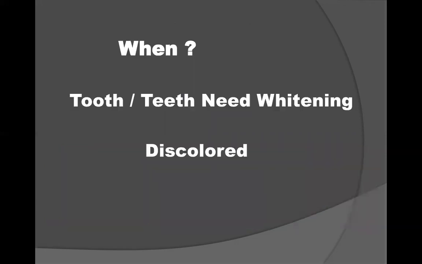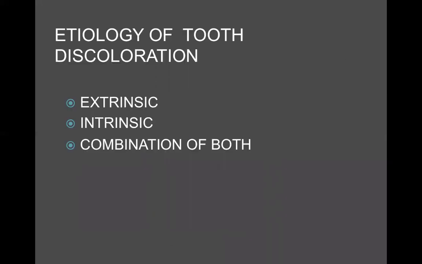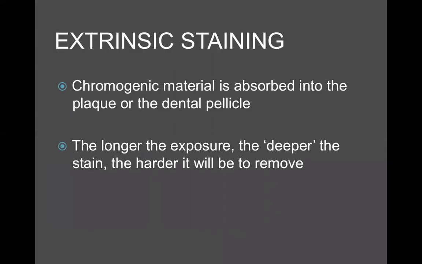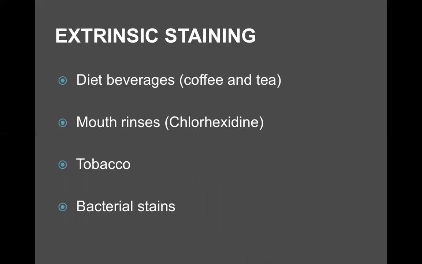So the tooth whitening is done when the teeth are discolored. But it's extremely important to know the etiology of tooth discoloration. The discolorant could be extrinsic in nature, or it could be intrinsic, or it could be a combination of both. Extrinsic staining is brought about by colored material or chromogenic material because of it being absorbed onto the plaque or the dental pellicle on the tooth surface. The longer the exposure, the deeper the stain and the harder it would be to remove.